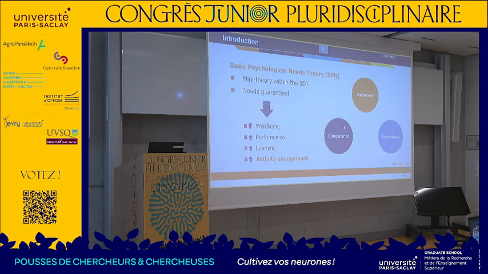Within this theory, we have the basic psychological needs theory, which postulates that all humans have three essential needs: autonomy, which is feeling in control; competence, which is feeling able and capable; and relatedness, which is feeling connected to others. When we have an environment that satisfies all these essential needs, we are able to see increases in well-being, performance, learning, and ultimately activity engagement, which is our goal.